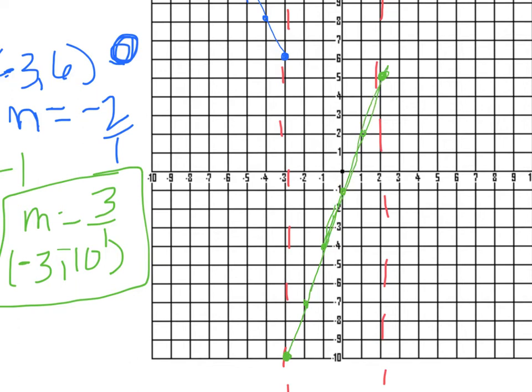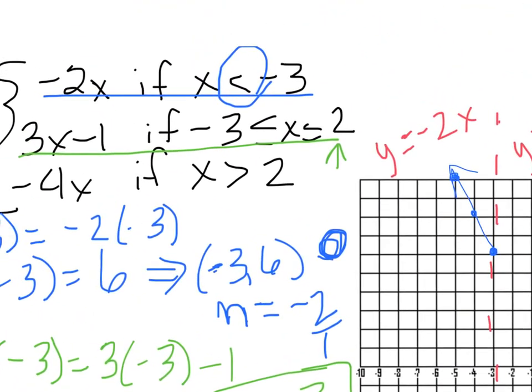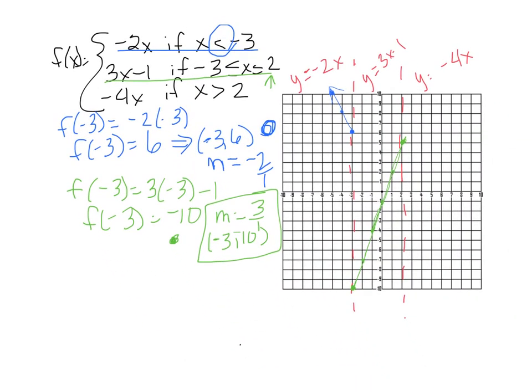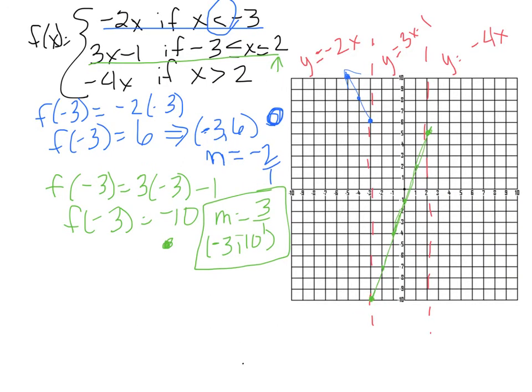And this middle piece starts and stops because if you notice, over here on my equation, it is negative 3 is less than or equal to x, less than or equal to 2. Good, okay. Awesome. 2 pieces down and 1 piece to go.